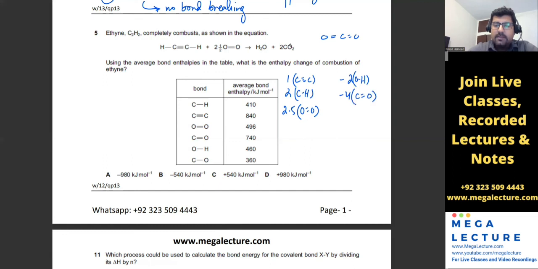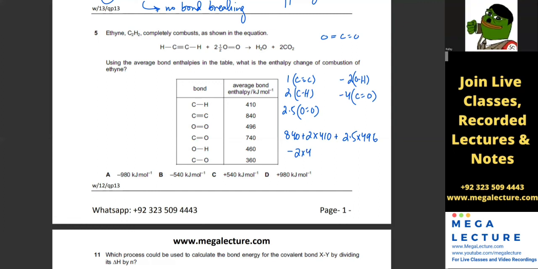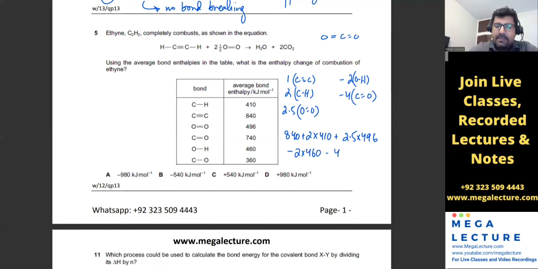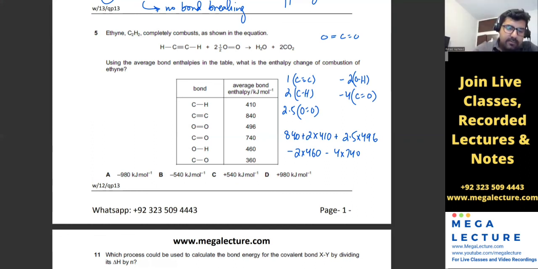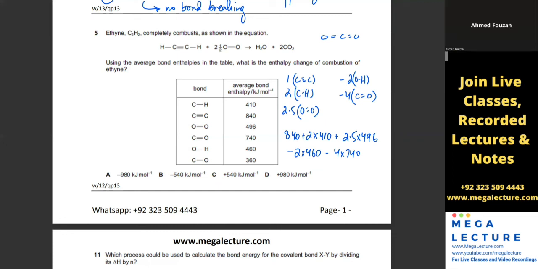Can you quickly tell me what the answer is for this? What will it be? C triple bond C, that's 840. Then 2 times CH, that's 2 times 410, plus 2.5 times 496. Then minus 2 times 460. And then minus 4 times C double bond O, that's 740. What did you get? So I'm getting A, minus 980. Okay, A.